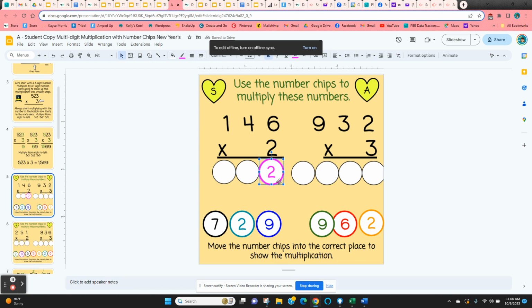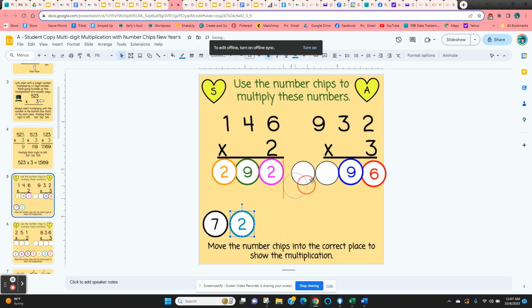So 6 times 2 is 12. We're going to carry a 1. So 2 times 4 is 8, plus 1 is 9. And then 2 times 1 is 2 again, for a solution of 292. And then same thing over here. And this time we have 4 digits. So 3 times 3, 2, 3 times 3, and then 3 times 9 would be 27.